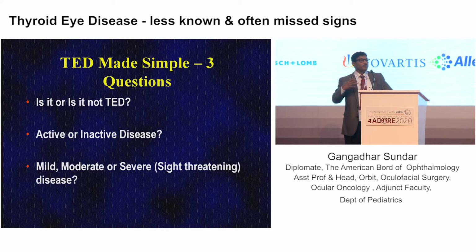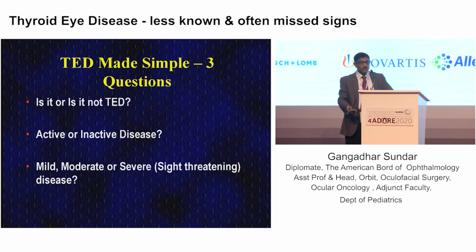So to me, if I were to make thyroid eye disease very easy, these are the only three questions you need to answer. Is it or is it not thyroid eye disease? And I'll showcase some examples. The second question you want to ask is, does this patient have active disease or inactive disease? Because there's no point throwing in steroids when somebody's got inactive disease, and that's where all the Cushingoid features we were talking about come from. Patients have been on oral steroids for years, and then there's actually inactive disease. The third thing is, is it mild, moderate, or severe disease? Because the more severe the disease, the lower threshold you have for intervention, whether it's medical, surgical, and so forth.